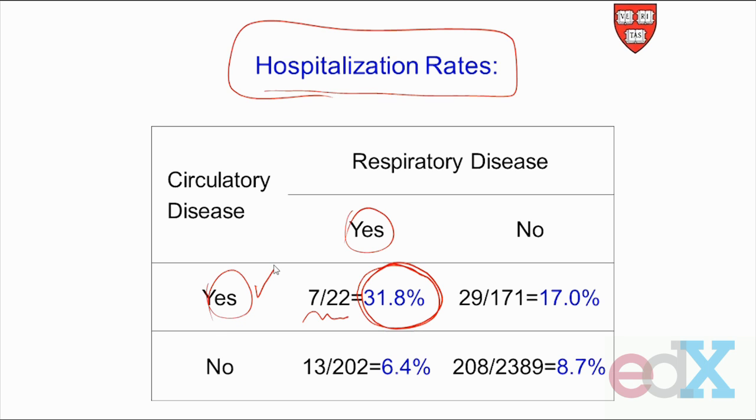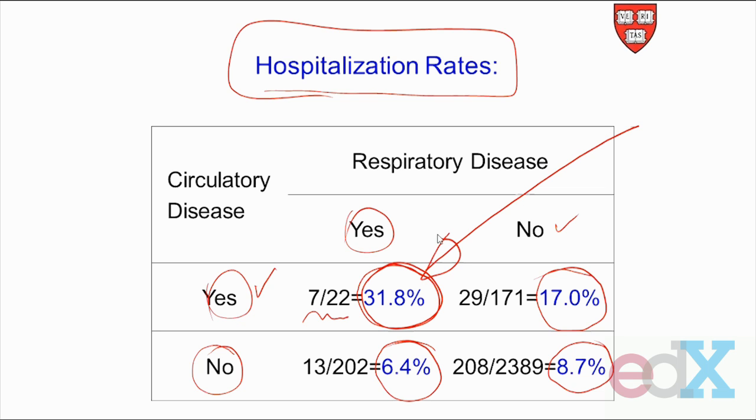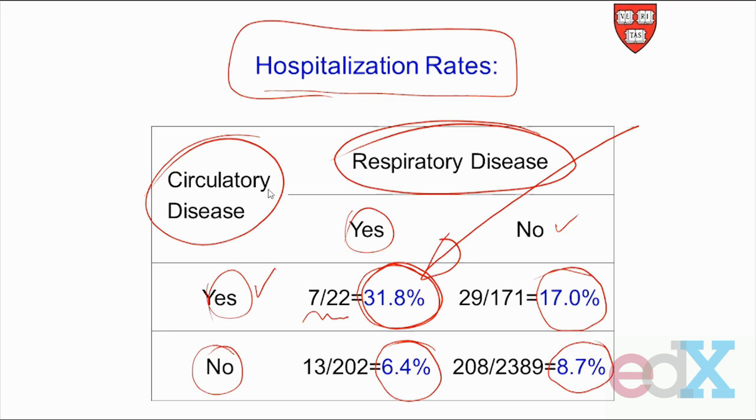whereas of those who had only the circulatory and not the respiratory, 17% were hospitalized. Of those who had no circulatory and no respiratory, 8.7% were hospitalized. And of those who had no circulatory and respiratory, 6.4% were hospitalized. So among those who were hospitalized, we got a total overrepresentation of this group. Thus, we were getting a distorted view of the relationship between respiratory diseases and circulatory diseases. So that's what Berkson's fallacy is. Berkson's fallacy is you're not getting a representative sample.